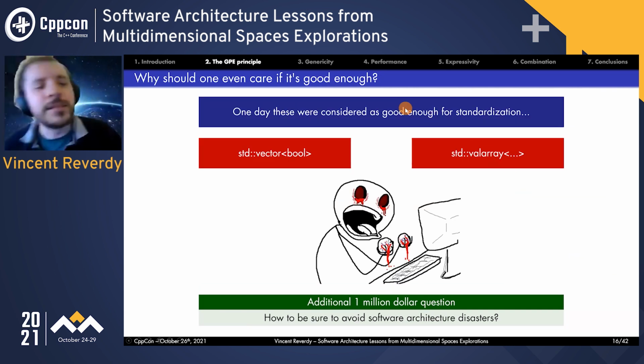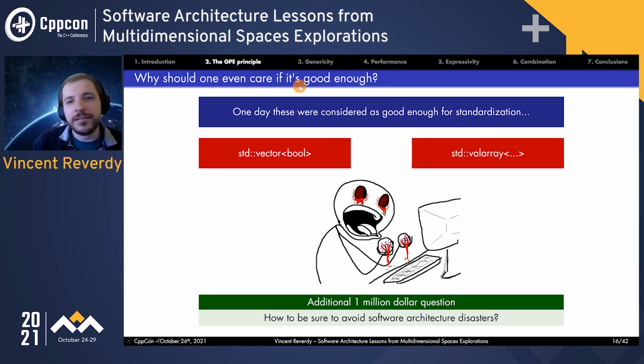Some people may raise the question of why should we even care if it's good enough? The problem with good enough is that the standard is full of good enough things. For example, at some point in the past, vector bool and valarray were considered as good enough. The problem is that in practice, it turned out to be a very bad design decision, because it led to very, very complicated code to manage, with a lot of strange side effects. And if we are going to standardize multidimensional spaces, we want to avoid software architecture disasters.